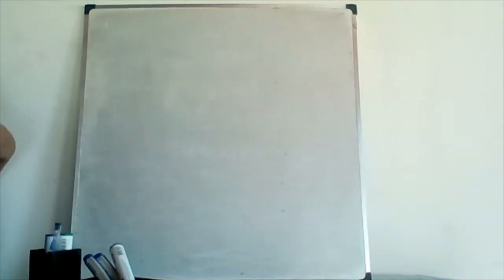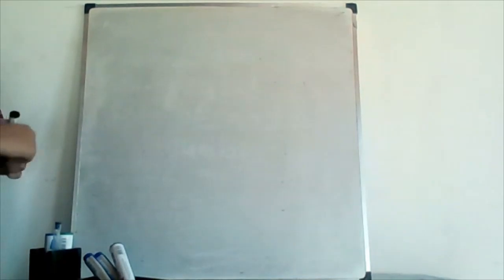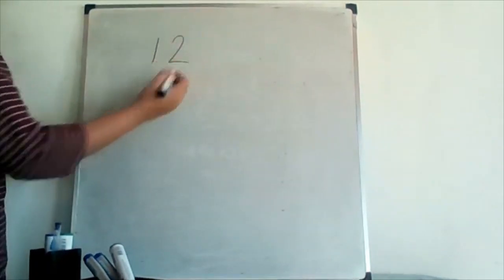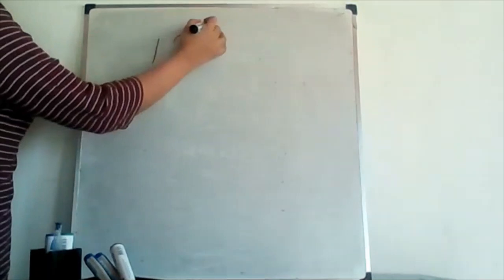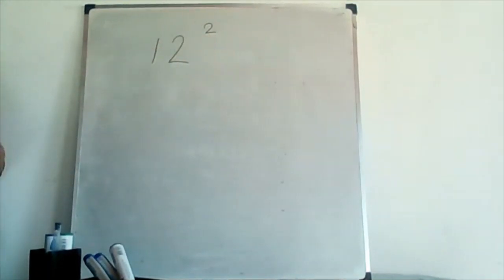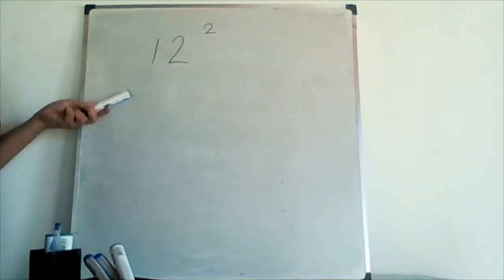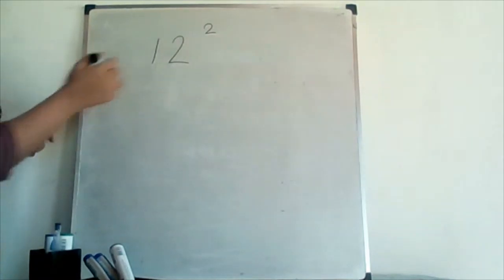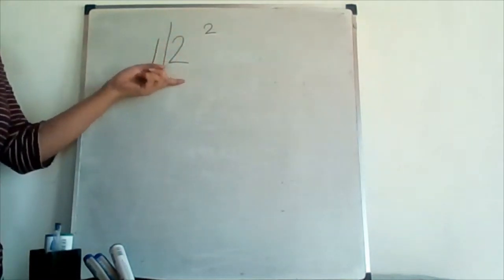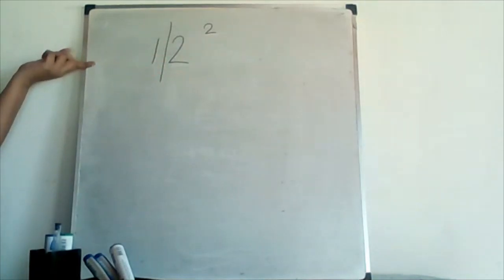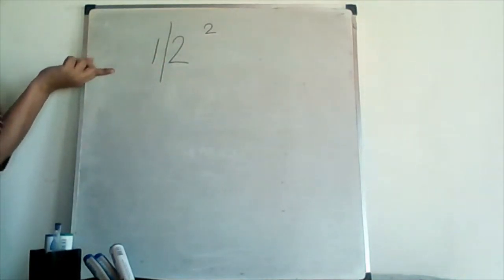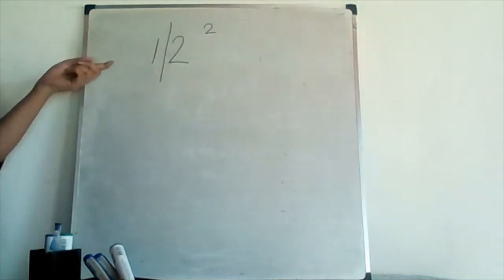Okay, let's discuss the method with an example, right? So the first example is 12 squared. Now we're going to find out the square value of 12 by using this short method. The first step is to divide the number into two groups, and always one group is the last digit of the number and the rest of the digits of the number are the next group.